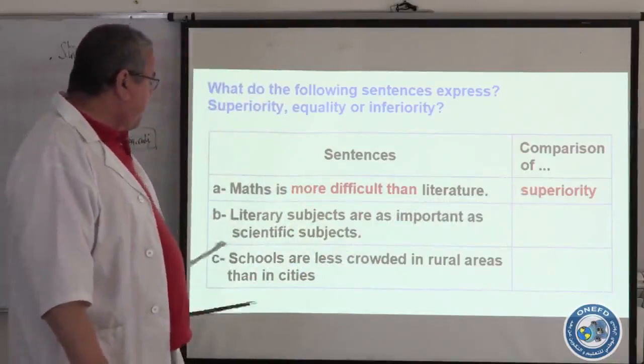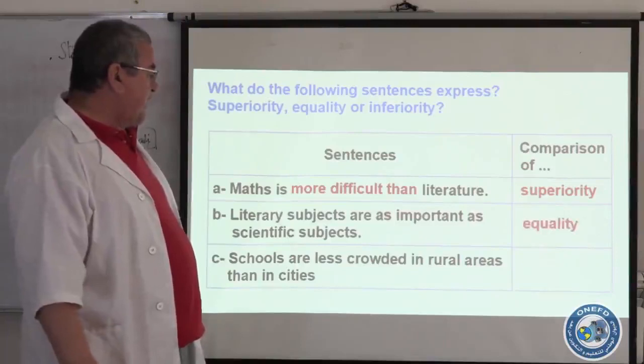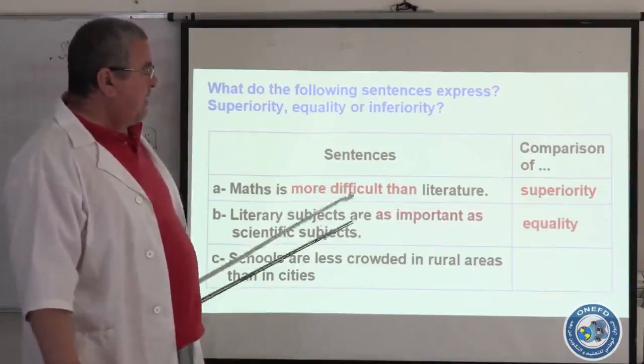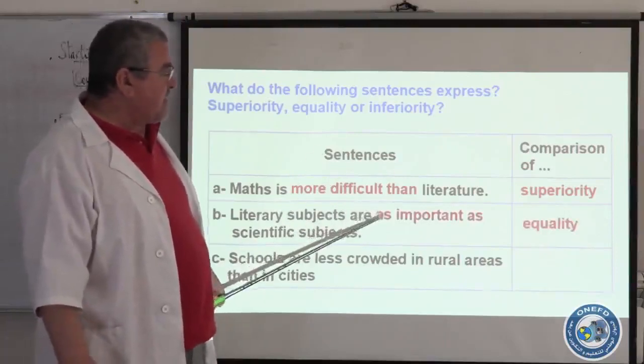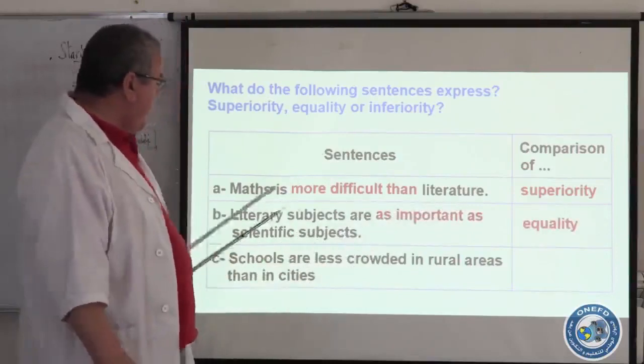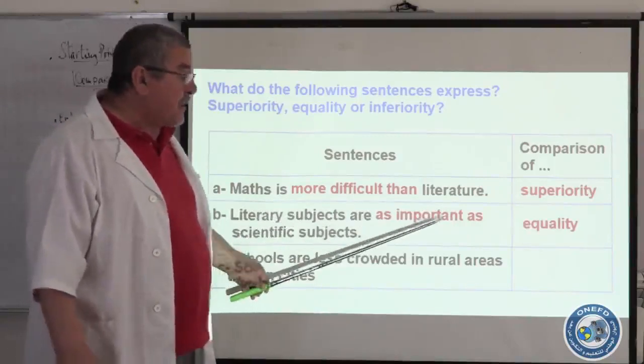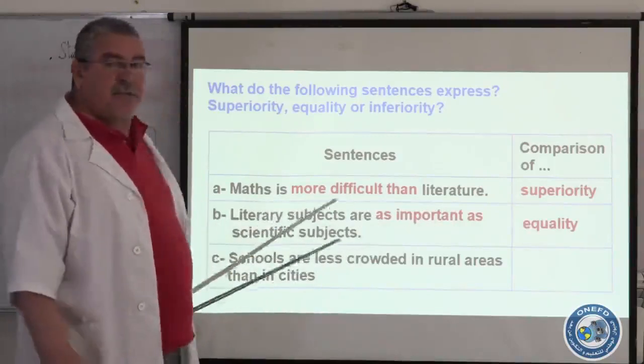Let's go to sentence B. What is expressed? It is equality. You remember we said as, adjective, as. Important here is the adjective. And we say literary subjects are as important as scientific subjects.